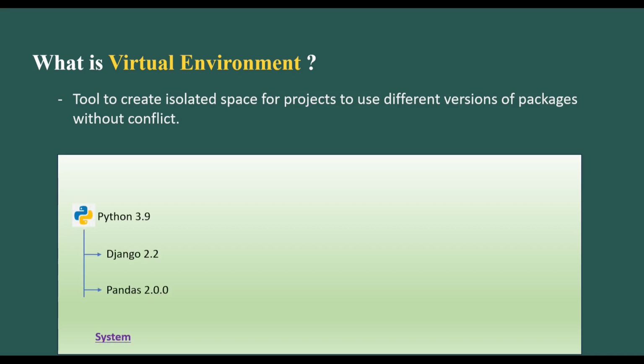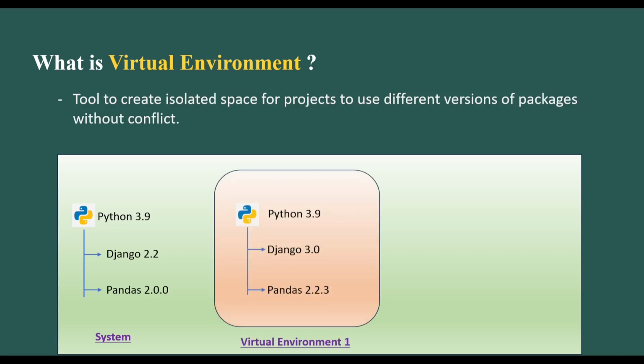So here's an example. This is a system and it contains Python 3.9 and we have installed Django version 2.2. Django is a Python package, which is installed manually. Then we have pandas 2.0.0. So this is installed system wide. This is an example of virtual environment. So basically system wide packages can be used in any project.